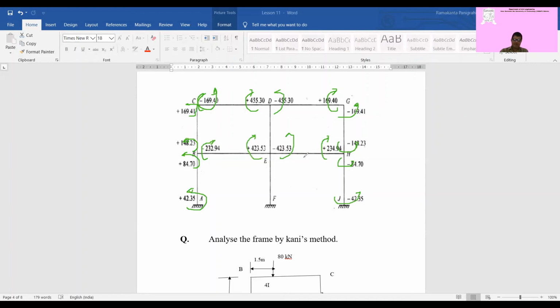Okay. Now, how to draw this diagram? If you want to draw the bending moment diagram, clockwise means positive. So, positive bending moment means it will come here, clockwise. Now, here it is anti-clockwise, which means negative bending moment. This is the diagram. Here it is plus, meaning clockwise, positive. Here it is negative.